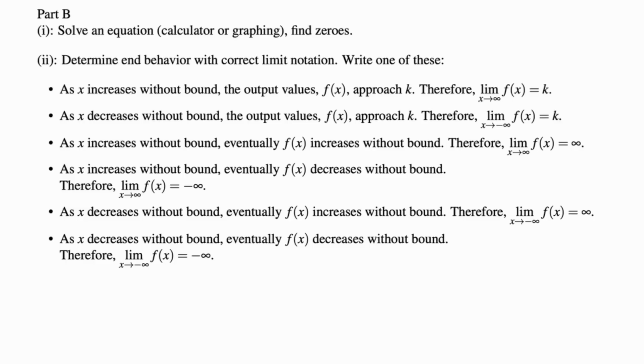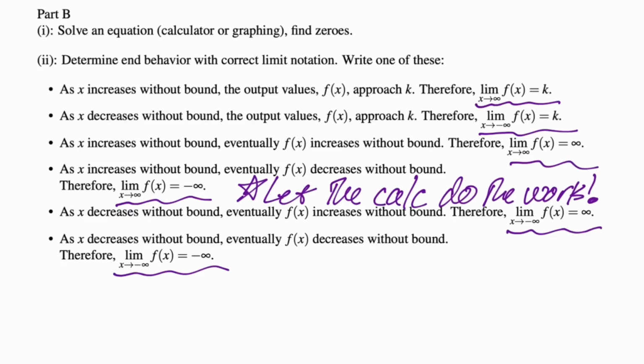Then you're going to be asked to determine the end behavior with correct limit notation. When you do that, you should always write out one of these things. So I've typed up the exact things that you should write. I highly recommend that you memorize these things. One key to this is all of these limits, your calculator can do this. Just let your calculator do the work. It'll spit out the answer. As we do examples, you'll see what I mean.